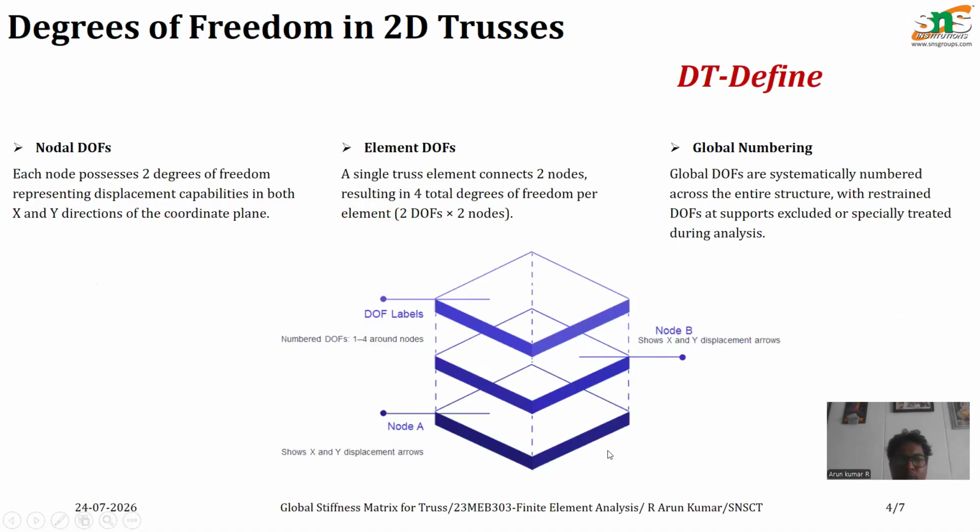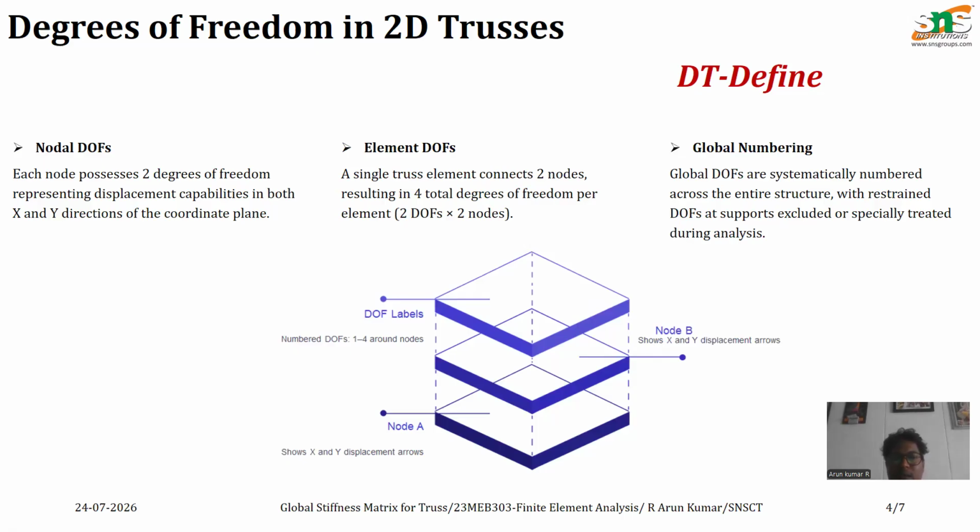Degree of freedom of the 2D structure. We classify the degrees of freedom into three major types: nodal degree of freedom, element degree of freedom, and global numbering. What is the nodal degree of freedom? Each node possesses 2 degrees of freedom, representing the displacement capabilities in both the x and y directions of the coordinate plane.